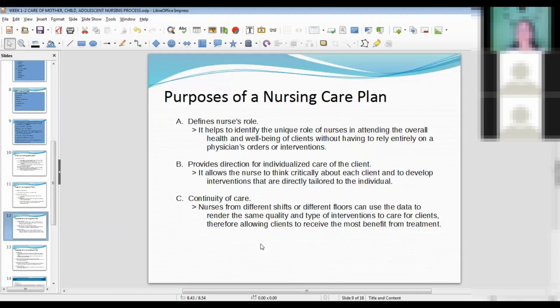Okay, purposes of a nursing care plan. First purpose here, it defines the nurse's role. So remember, this is our role, even if we are in the program of practical nursing or the Bachelor of Science in Nursing. Again, the word nursing is there, and this is our role as nurses. It helps to identify the unique role of nurses in attending to the overall health and well-being of clients without having to rely entirely on a physician's orders or interventions.